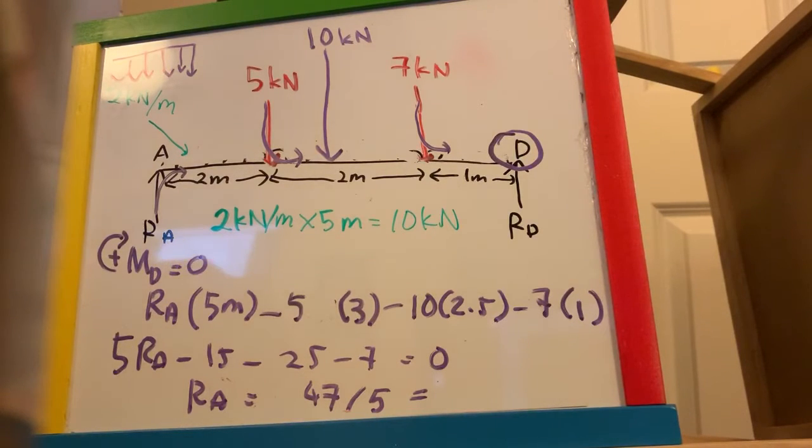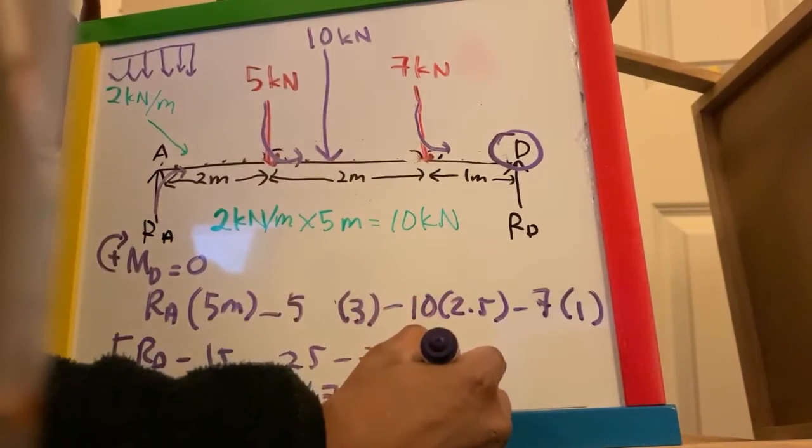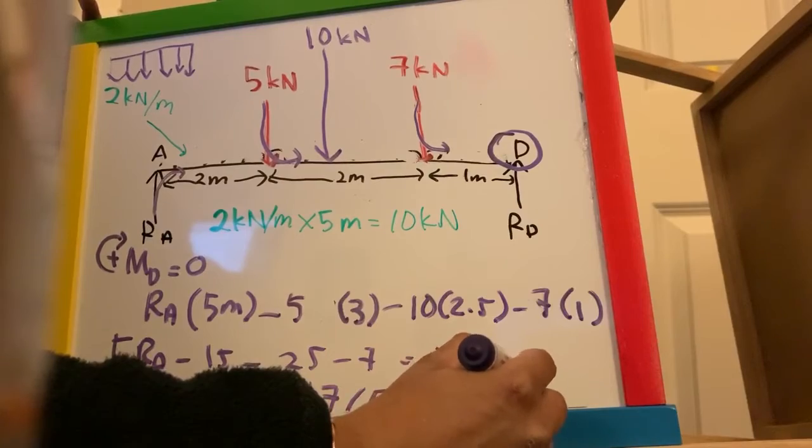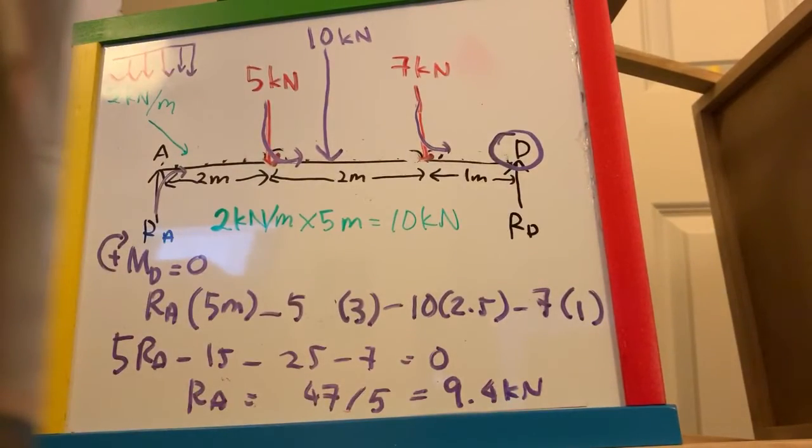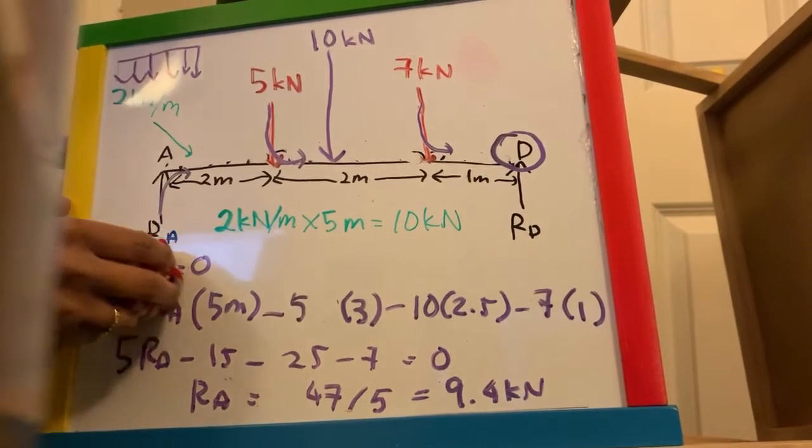So calculate that now. Can you do that for me? 15 plus 25 plus 7, and that divided by 5 gives you 9.4 kilonewton of force. Okay, and because we have very limited space, I'm going to erase this.